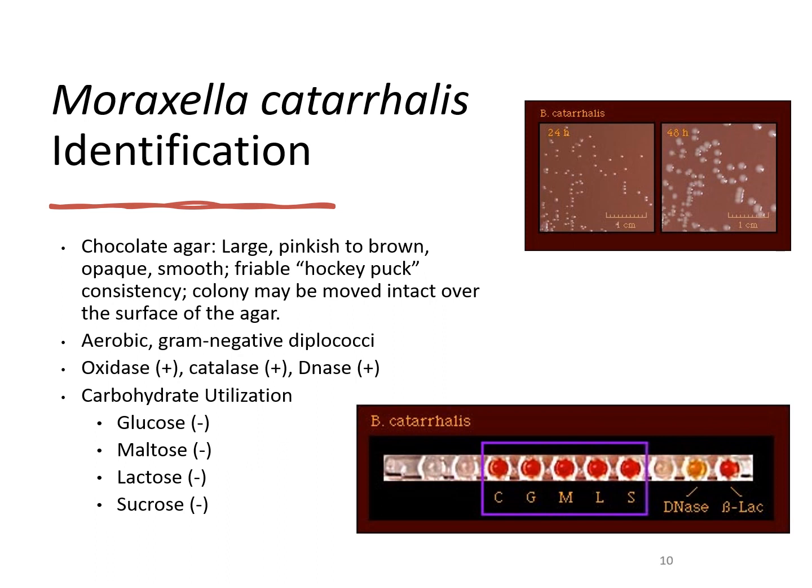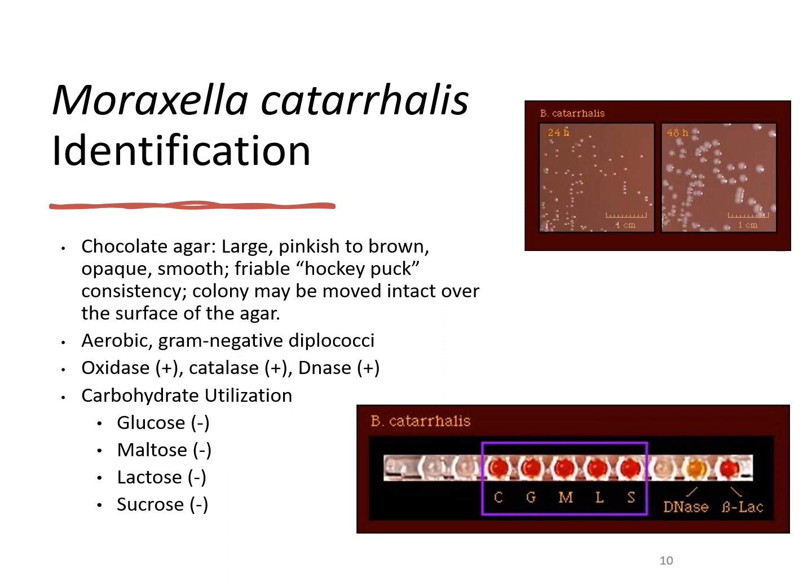So this organism grows on chocolate agar with a pinkish brownish opaque hue to it. These organisms demonstrate something very unique, which is a hockey puck type of demonstration. If you use a loop to push this colony, it would slide across the agar and not break up. It's not sticky or anything.